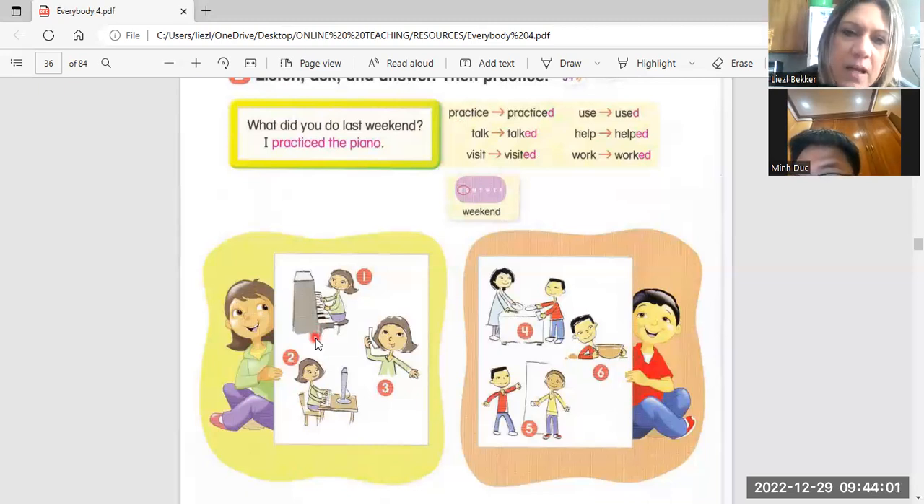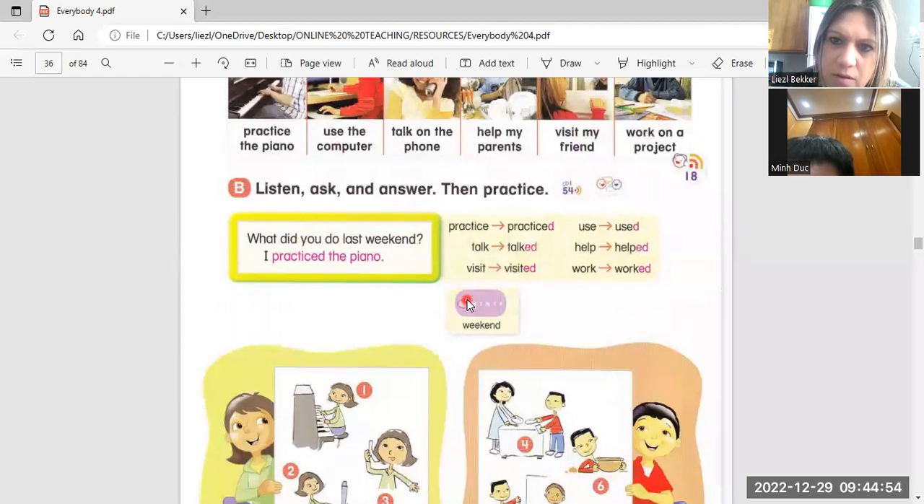Number one, what did you do last weekend? I practiced the piano. Number two, what did you do last weekend? I used the computer. Number three, what did you do last weekend? I talked on the phone. Number four, what did you do last weekend? I helped my parents. Number five, what did you do last weekend? I visited my friend. Number six, what did you do last weekend? I worked on a project.